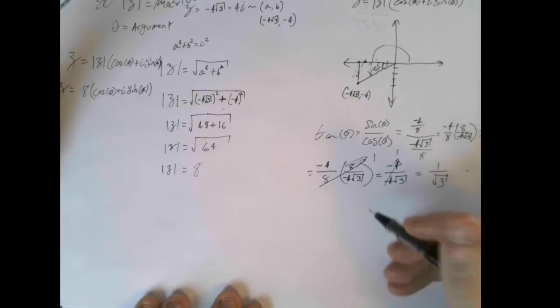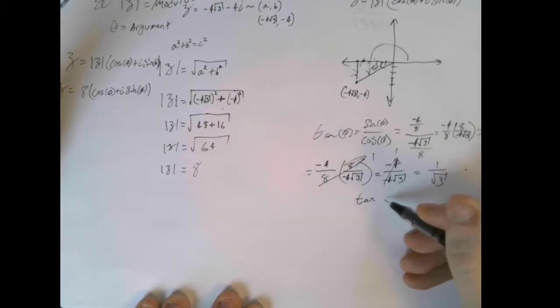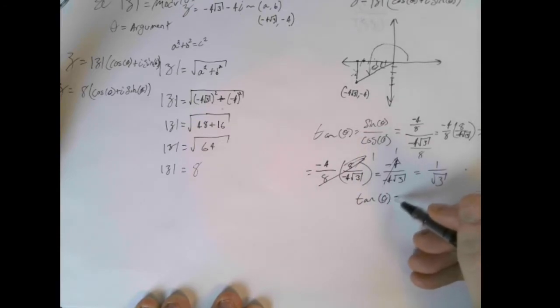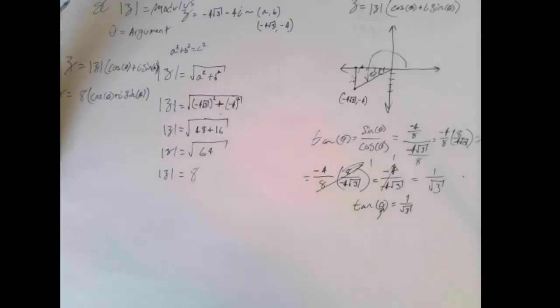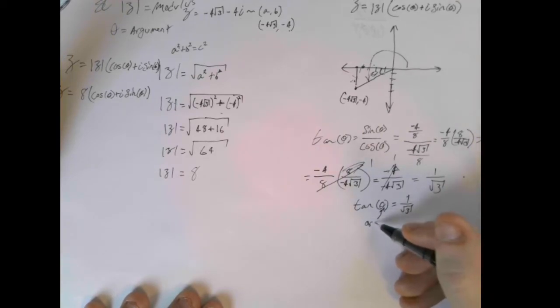So now you have that. Well, what do you do with it? We know that tangent theta is equal to 1 over square root of 3. How does that help us? Because we're trying to find this argument here, right? So, all right, argument. So we want to figure that argument out.